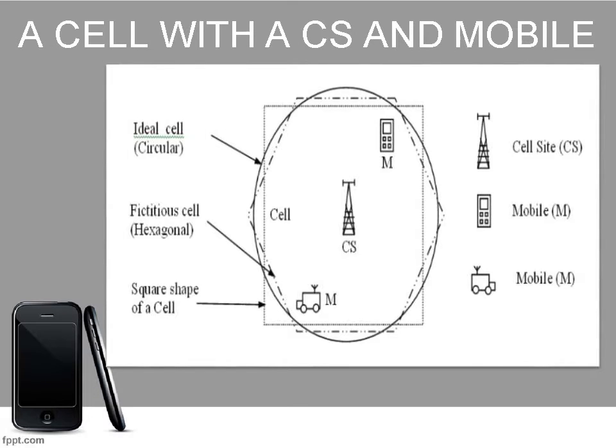A cell with a CS and a mobile is given here. So the central station CS is in the center part, then the mobile M, which will be movable, and the car will be movable. So inside the cell you will have all this. The ideal cell will be circular, but the fictitious cell will be hexagonal. Square shape of a cell is also represented. So the cell site, that is CS, is in the center part.